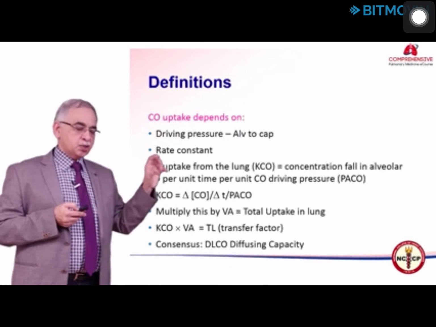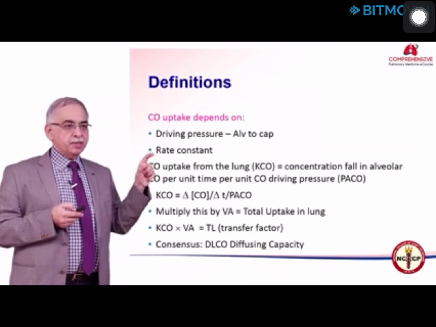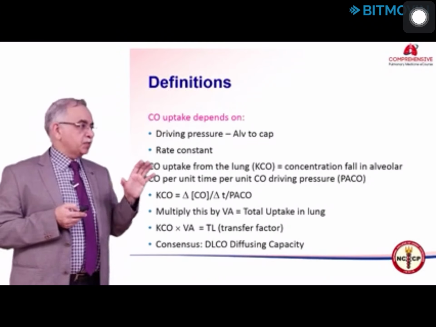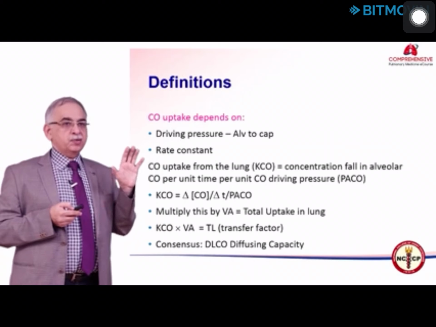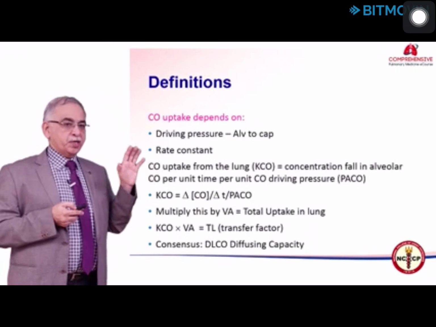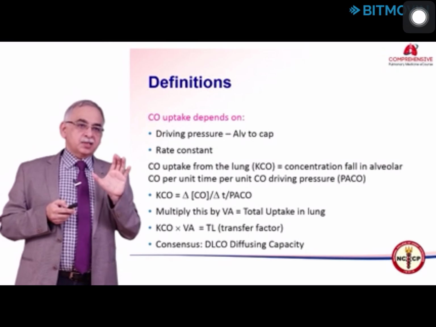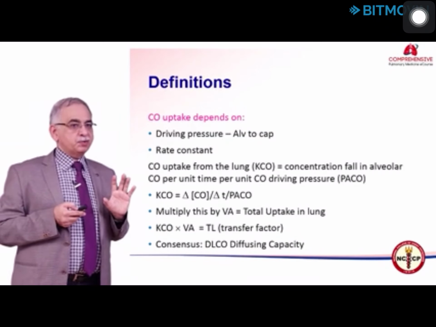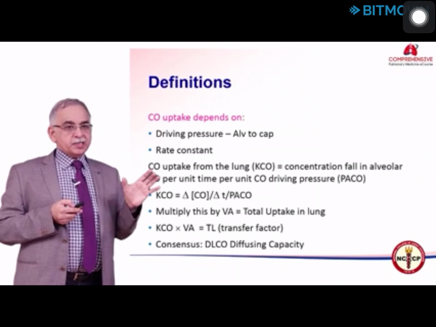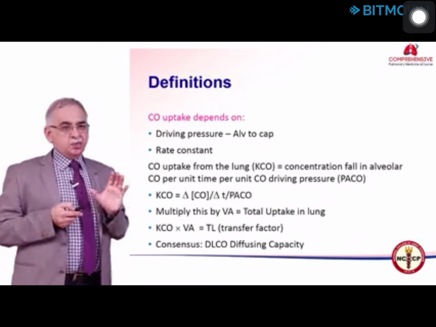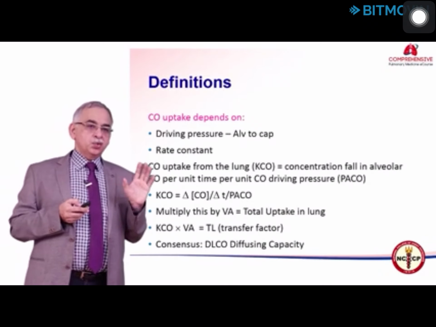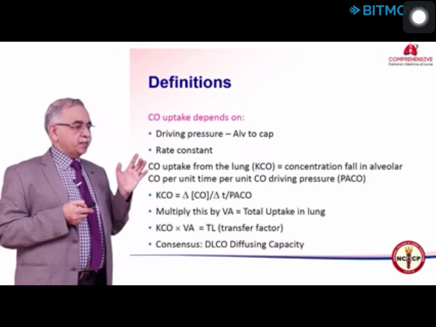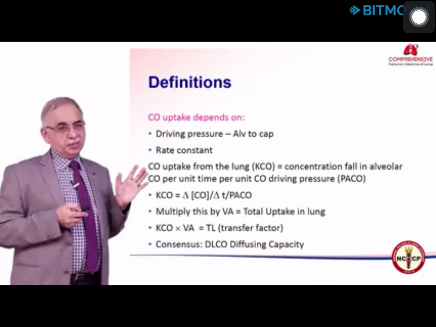So, when the transfer in 1 unit is multiplied by the total volume VA, that gives us the average diffusing capacity for the whole lung. So, KCO is the transfer in a single unit, VA is the total volume of the lung which is measured, and the product is the diffusion capacity or diffusing capacity. In Europe, it is written as transfer factor. So, TL, DLCO, they mean the same thing.